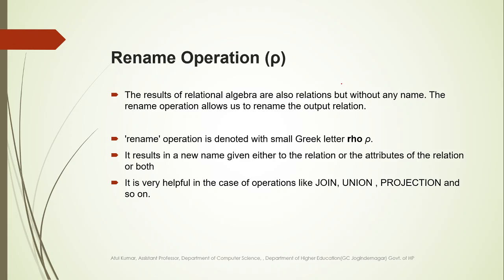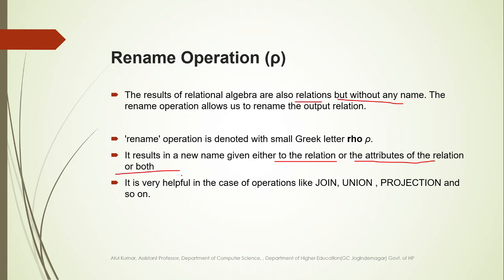Greek letter, that is rho, and it results in a relation with a name. So sometimes when we apply some relational operations on a relation, it results in a relation but it doesn't have any name. So to rename those relations without a name, we use the rename operation, and it is always denoted with the help of the Greek letter rho. So it results in a new name, and the new name is given either to a relation or the attributes of the relation, or both.